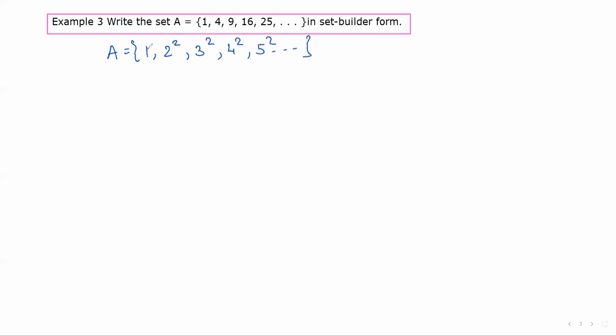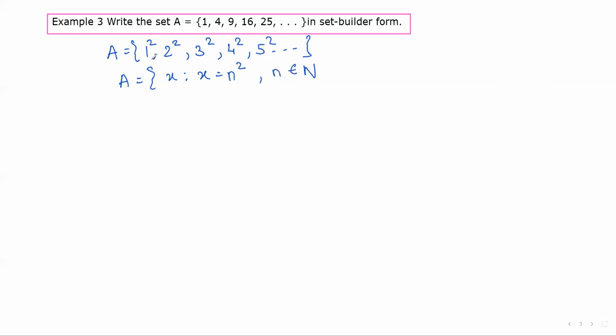You can write 1 as 1 squared as well. So the base values are natural numbers and the power is 2, which is static. So A can be written as a set of all x such that x is equal to base to the power 2. Base is varying, that's why we've taken a variable. Then n belongs to natural numbers.